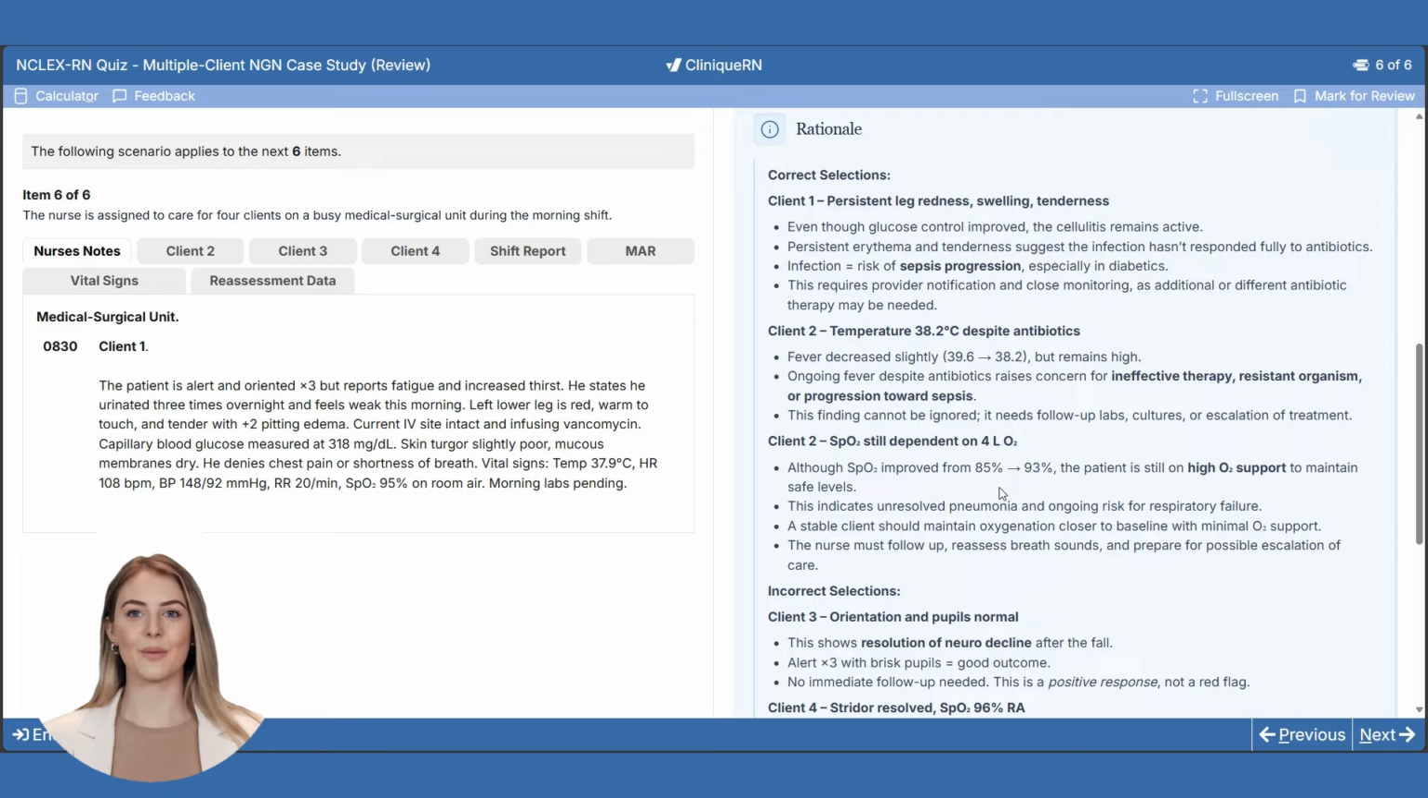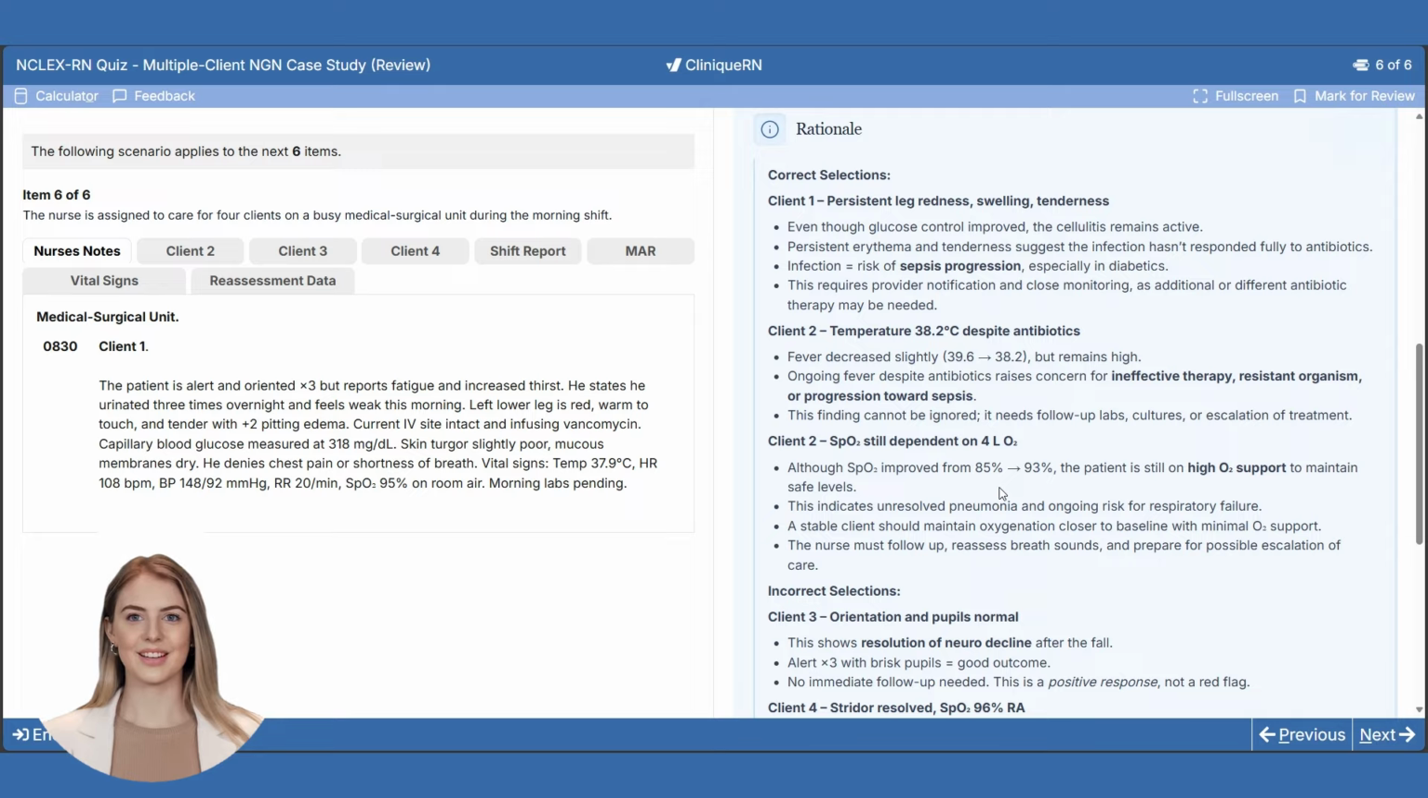Client 2. Peripheral capillary oxygen saturation is still dependent on 4 liters oxygen. Although oxygen saturation improved from 85% to 93%, the patient is still on high oxygen support to maintain safe levels. A stable client should maintain oxygenation closer to baseline with minimal O2 support. The nurse must follow up, reassess breath sounds, and prepare for possible escalation of care.